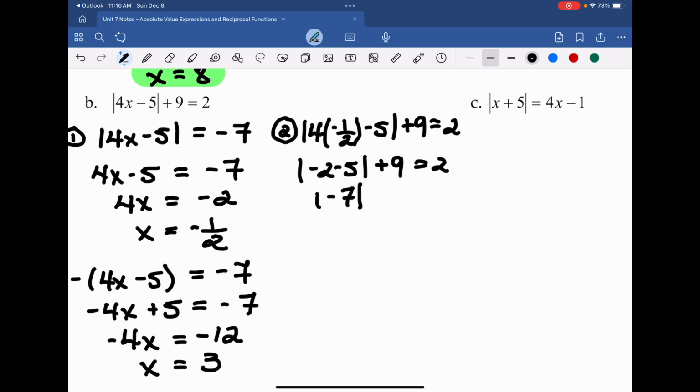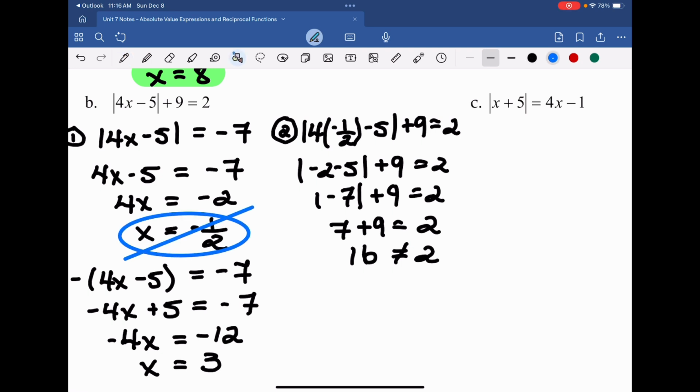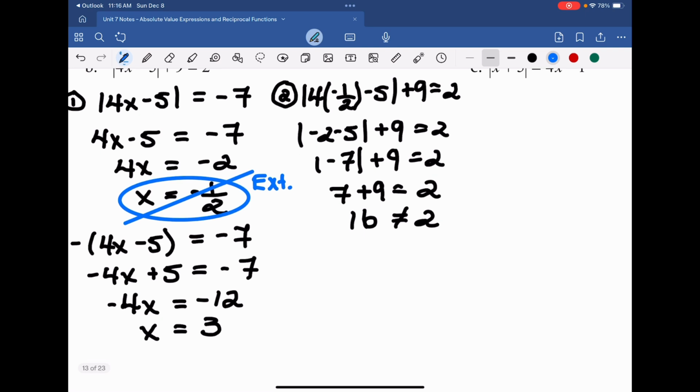This is the same as 7, and then plus 9 is equal to 2. Well, this is 7 plus 9 is equal to 2, and that's definitely not true. 16 does not equal positive 2. As soon as we see that this happens, we're like, oh, okay, let's go back to our equation, circle it, put a line through it, and write ext, extraneous, because it doesn't satisfy the equation.